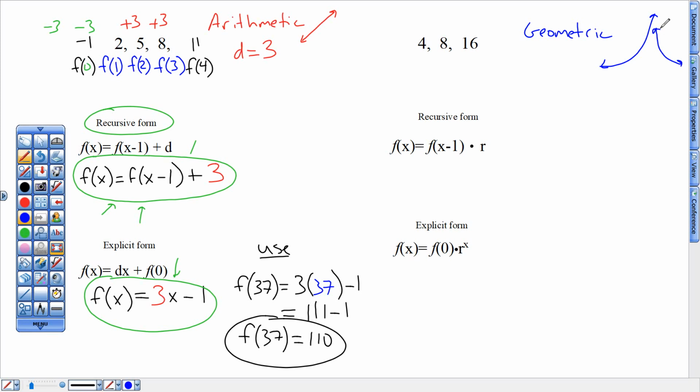So again, write those words down. These are words you need to know. Linear, straight line, arithmetic, geometric, curved line, exponential. Write that to get full credit.